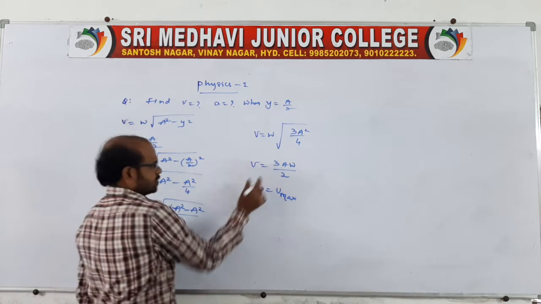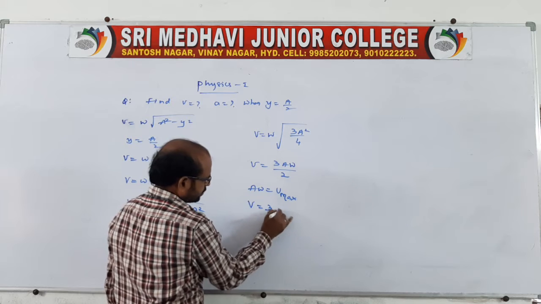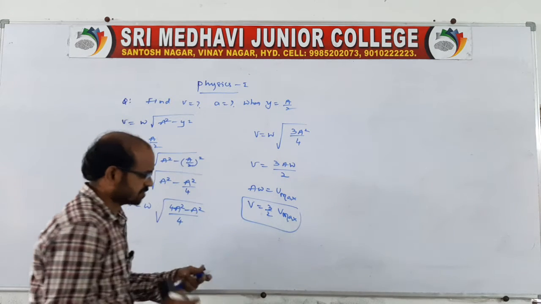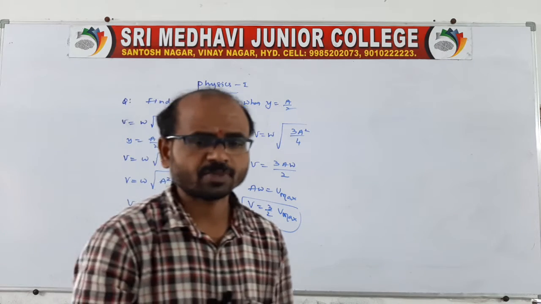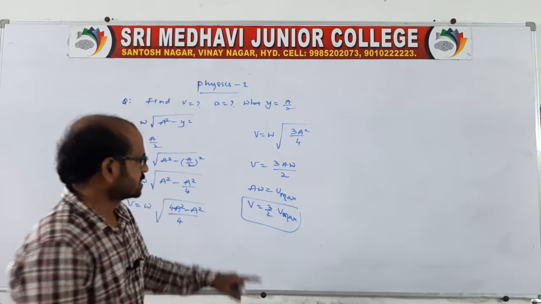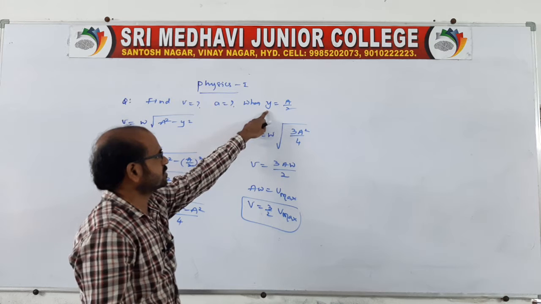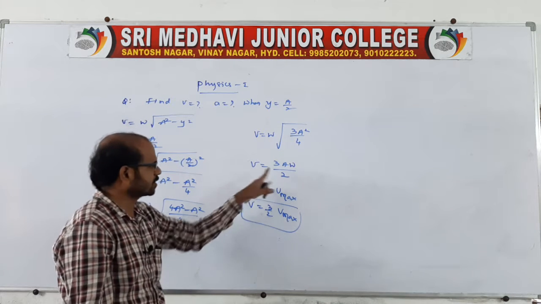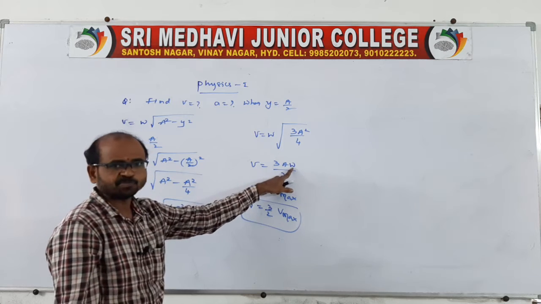A omega is nothing but the maximum velocity, right? So here you replace A omega: v is equal to root 3 by 2 v maximum. When at half of the amplitude, the velocity will be root 3 by 2 v maximum, or root 3 by 2 A omega.